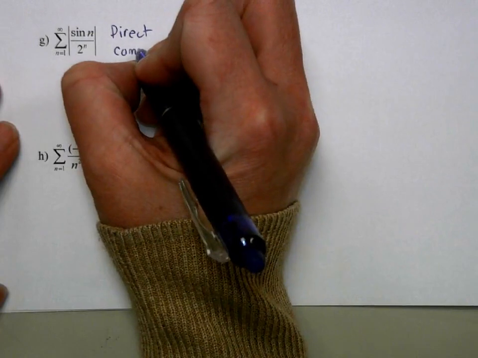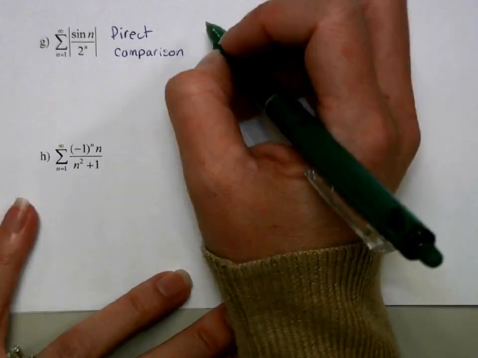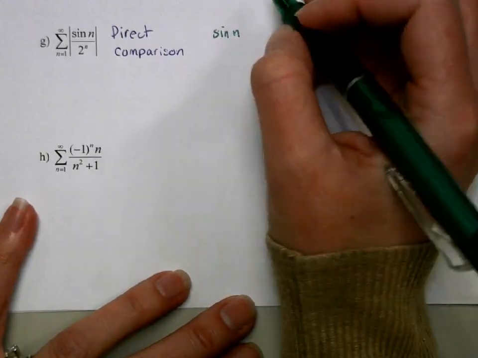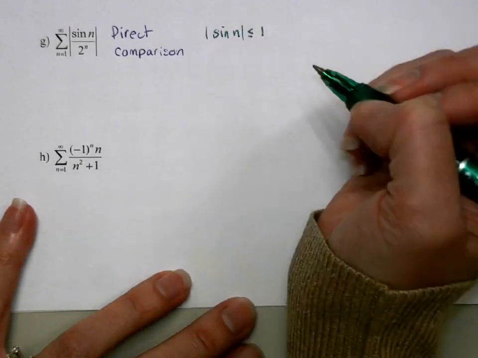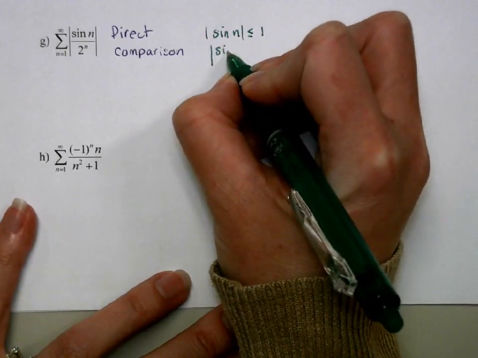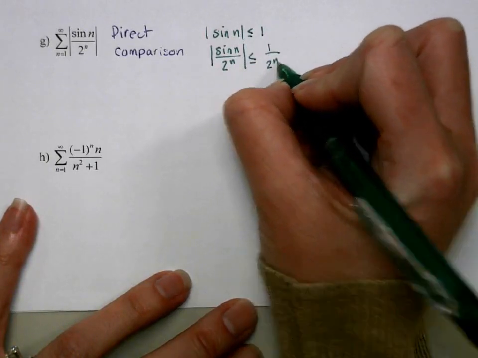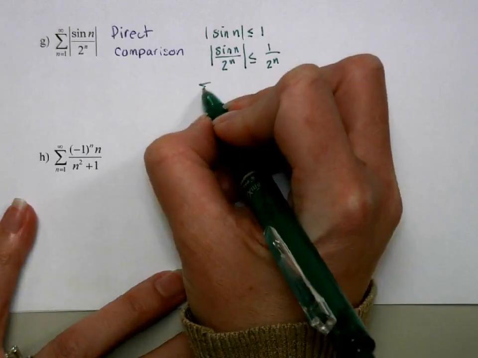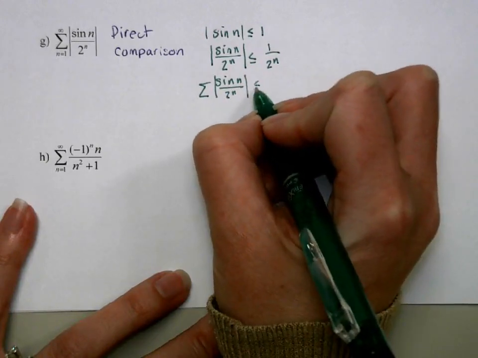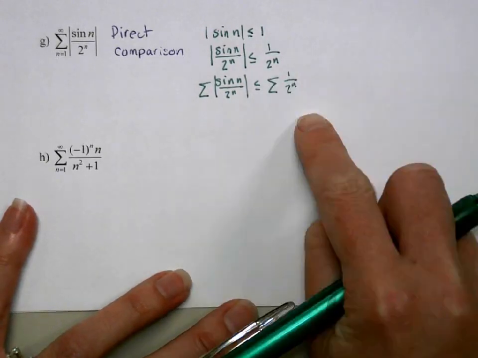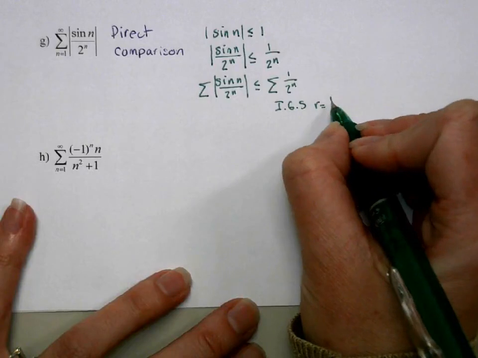Okay, I'm going to build the series. I know that sine of n is less than or equal to 1. Okay, the absolute value of it is less than or equal to 1. If I divide it by 2 to the n, it's still going to be less than that. So this series is less than or equal to this series. Well, what's special about this series? This series is an infinite geometric series. Common ratio is 1/2, which means this one converges. If the big series converges, the little series converges.